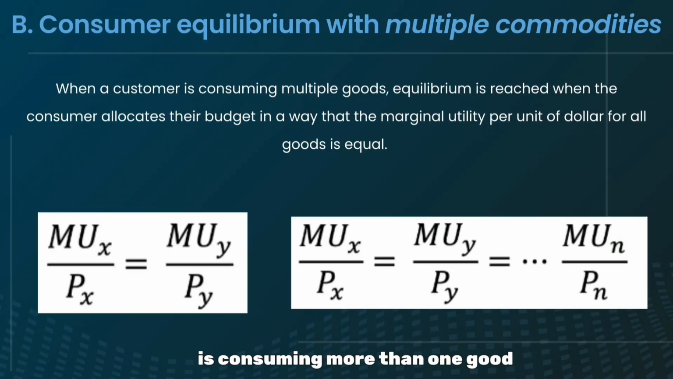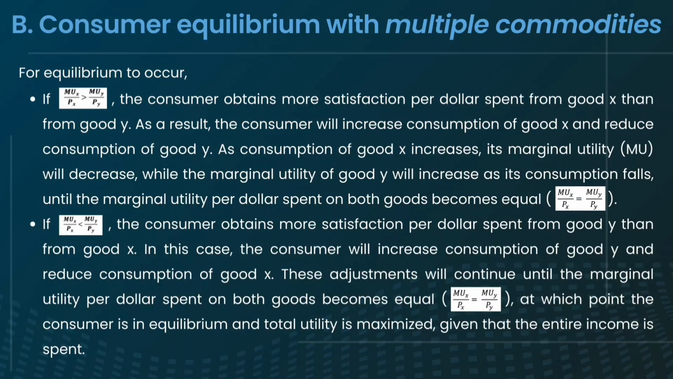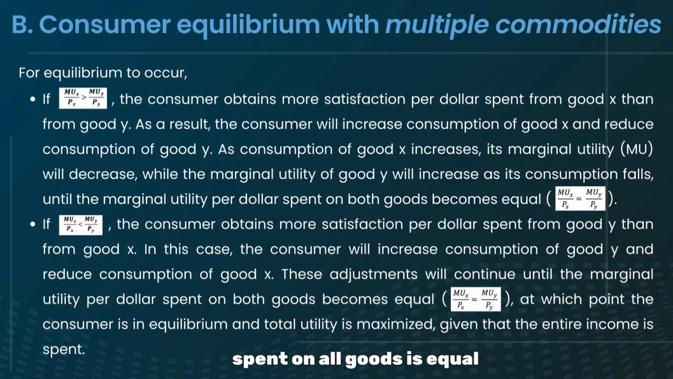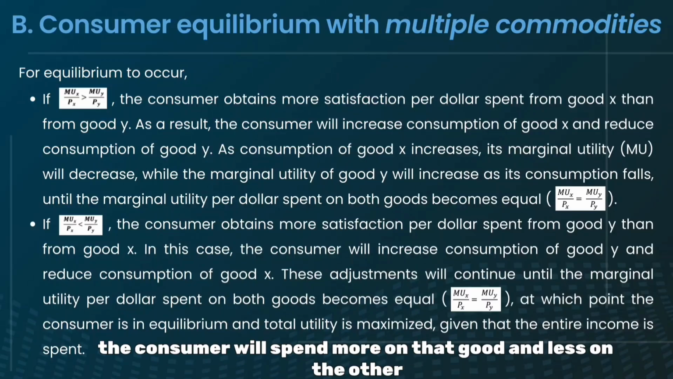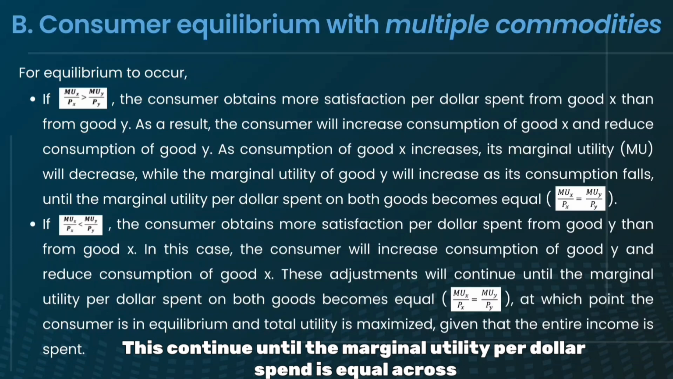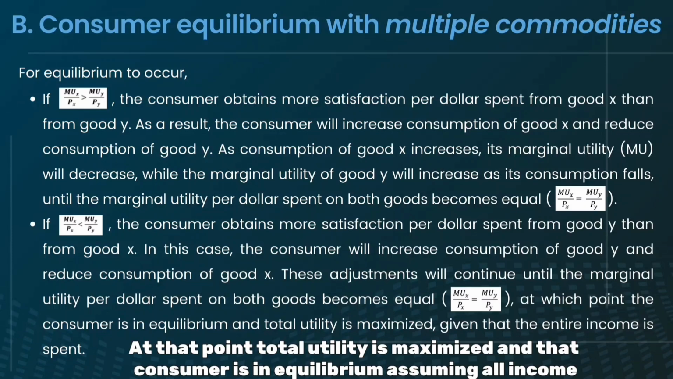Now, if the consumer is consuming more than one good, the logic is similar, but slightly extended. In this case, equilibrium is reached when the marginal utility per dollar spent on all goods is equal. If one good gives higher marginal utility per dollar than another, the consumer will spend more on that good and less on the other. As consumption changes, marginal utilities change as well. This continues until the marginal utility per dollar spent is equal across all goods. At that point, total utility is maximized and the consumer is in equilibrium, assuming all income is spent.